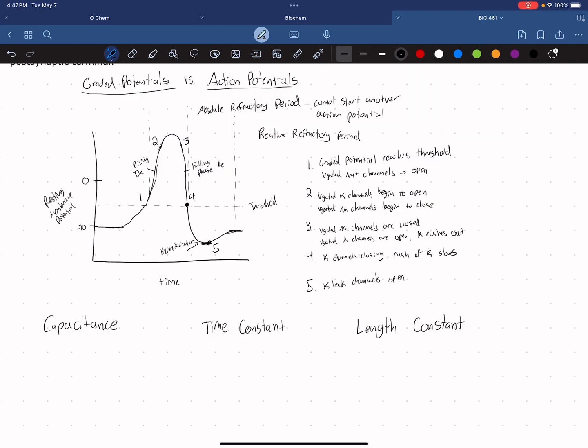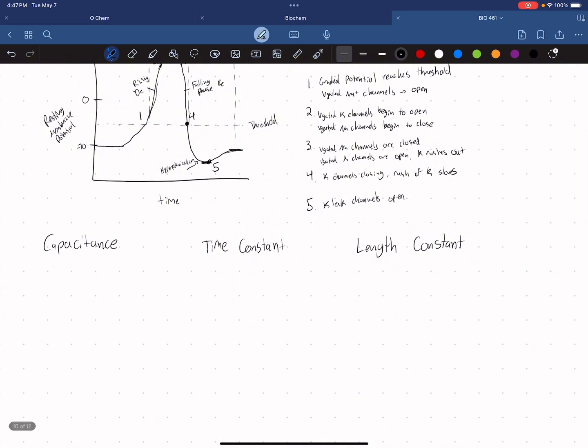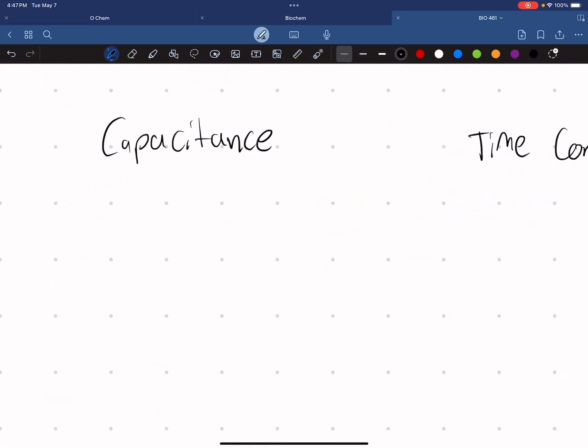All right, so now I'm going to talk a little bit about capacitance, the time constant, and the length constant. So to start with capacitance, capacitance is basically the measure of the separation of charges on a membrane, which can be given by Q divided by the volts.